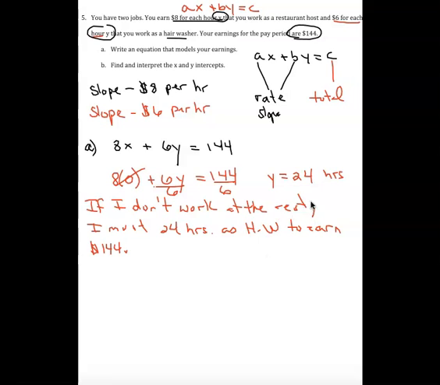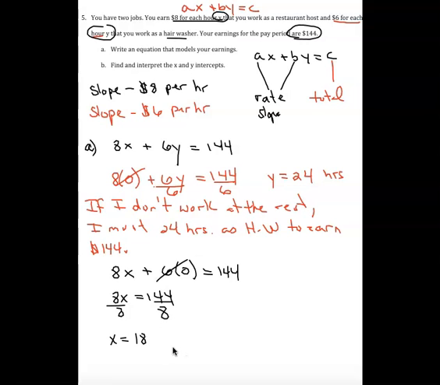Well, guess what? My restaurant's back and open, but now the salon that I work at is currently closed. So I'm going to make my $8 per hour, so 8x. But I can't add anything for working as a hair washer. I can't add the 6 times anything there because I'm going to work 0 hours there that week. But I still want to earn the $144. 6 times 0 goes away. 8x equals 144. Divide both sides by 8. X equals 18.